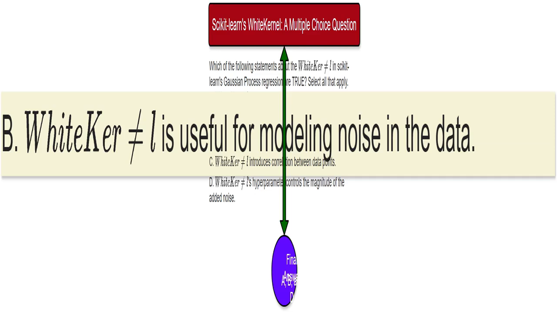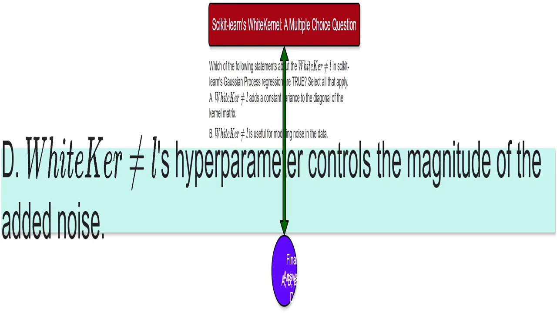It's true. Because WhiteKernel adds noise to each data point, it is really helpful for accounting for the uncertainty or random fluctuations present in the data. It's true. The WhiteKernel has a setting, a hyperparameter, often called "noise_level", that lets you control how much noise gets added. You can adjust it to fit your data better.